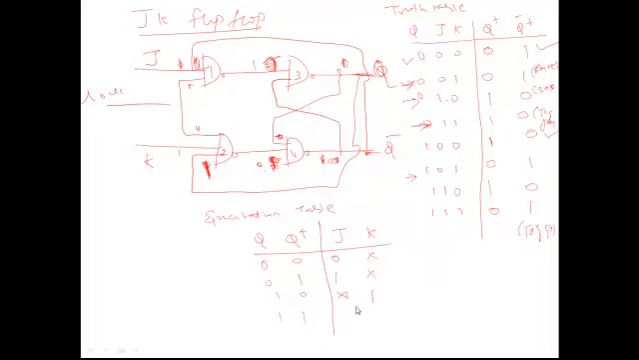And the final combination, 1 and 1. 1 and 1 is in the 5th row and 7th row, you see 1 and 1, 1 and 1. K is confidently 0 in both the cases, whereas J takes either the value 0 or 1. So we say J is don't care and K is 0. So this is the excitation table of the JK flip-flop.